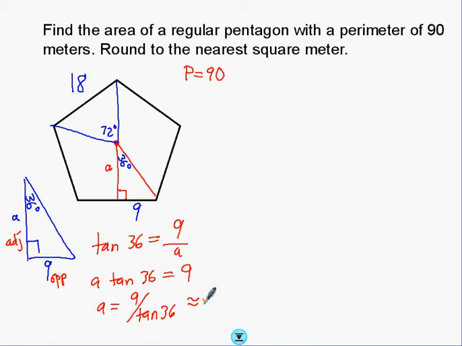actually I don't care right now what it approximately is equal to. I'll just leave it like that until I plug it into the formula. Area equals 1/2 the perimeter. They gave me the perimeter is 90 times the apothem, which I figured out is 9 divided by the tangent of 36.